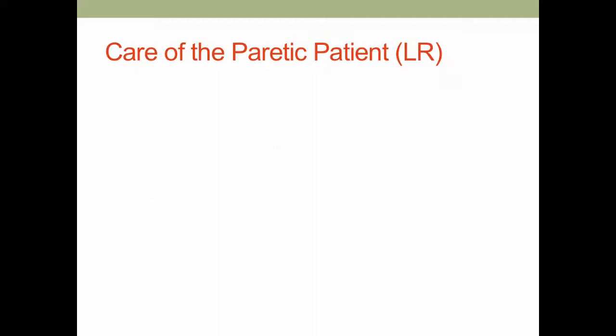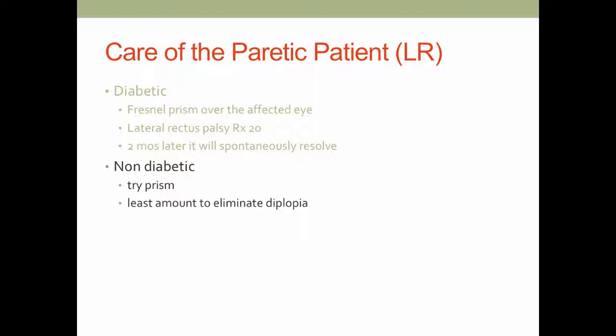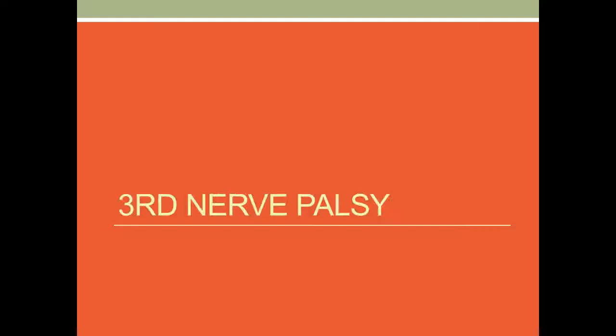If they're diabetic, put a Fresnel prism over the affected eye. Will probably resolve in between 2 and 4 months of time. And the key in this particular one, it's not the muscle that's affected. It's the myelinated nerve fibers that have broken because of the ischemic attack. And when the myelination regenerates, the deviation will disappear. This is where botulism came out. Botox. Botox was actually developed to take care of sixth nerve palsy. It sure went a different way, didn't it?